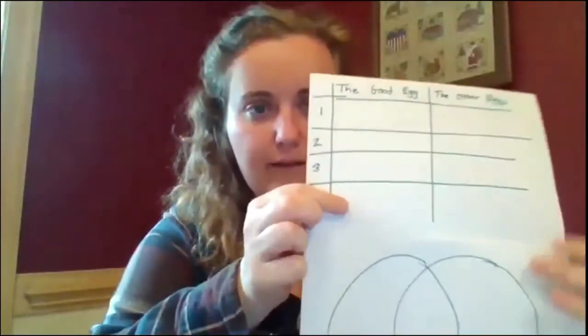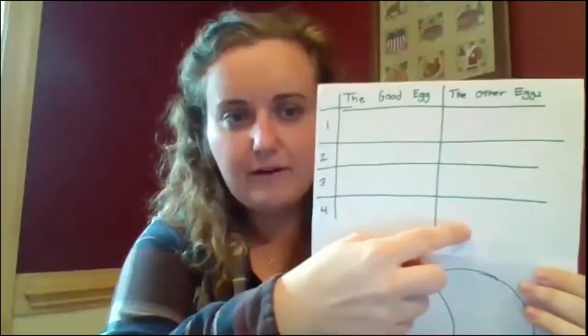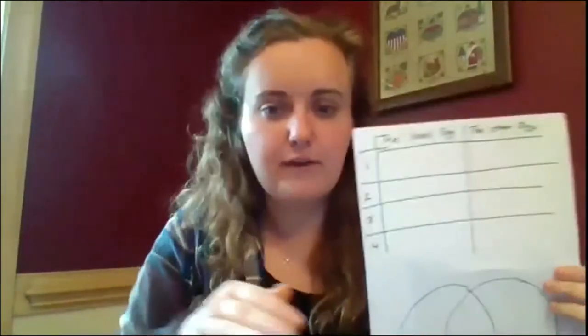The end. So that is the end of our story. So go ahead by number 4 in your chart, fill out a final character trait for the good egg and a final character trait for the other egg. Pause your video, and once you have that filled out, you can press play again.